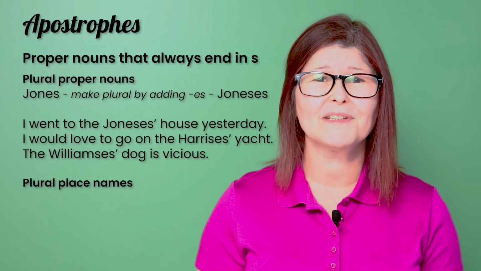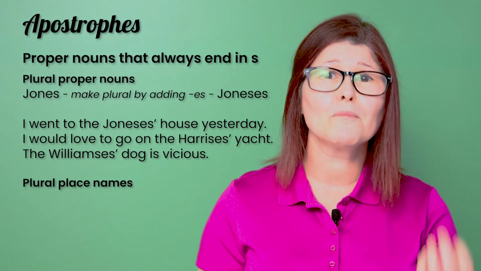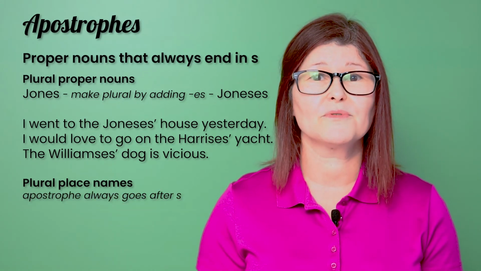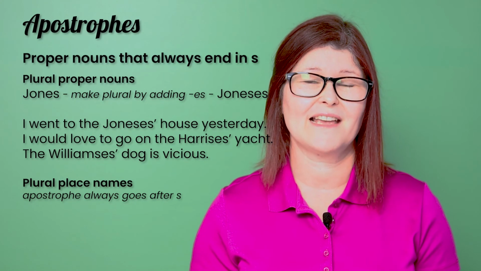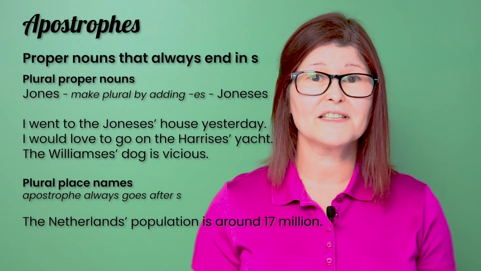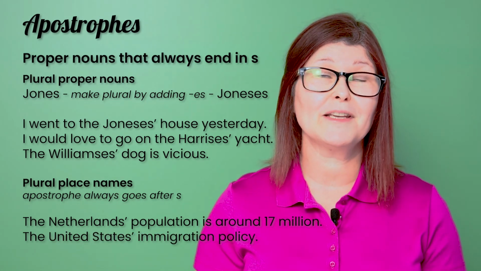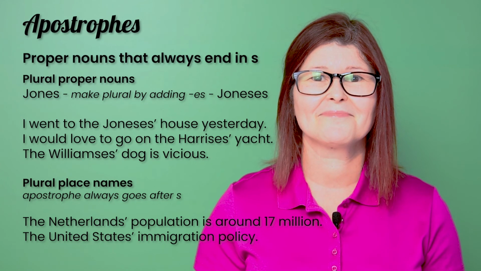And for plural place names such as the Netherlands, the United States, the Maldives, we always put the apostrophe after the S. The Netherlands' population is around 17 million. The United States' immigration policy.